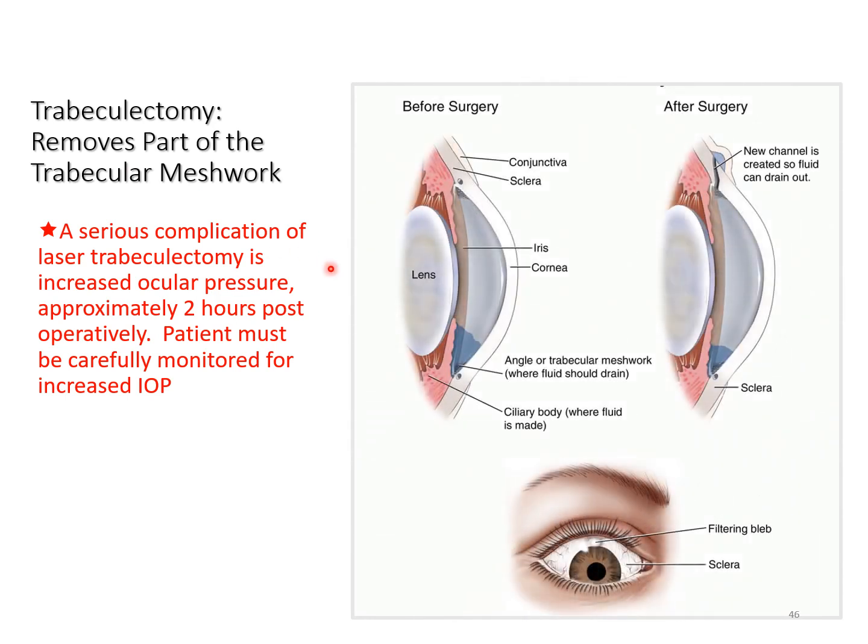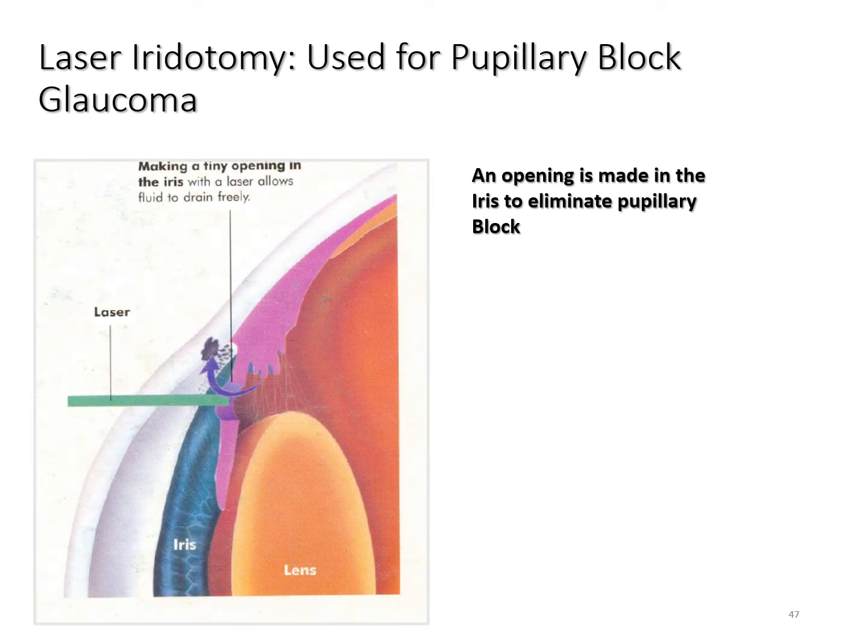Another example is known as a trabeculectomy. So know that this is out there as well. It's removing part of the trabecular meshwork. Apparently it's minimally invasive, and it's done to also improve fluid drainage. And the main serious complication with this one is increased ocular pressure 2 hours after the procedure. So you just want to monitor the patient closely. And this is a picture of the pupillary block laser iridotomy.